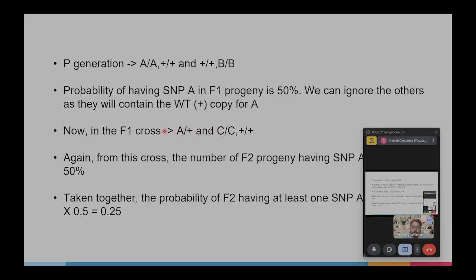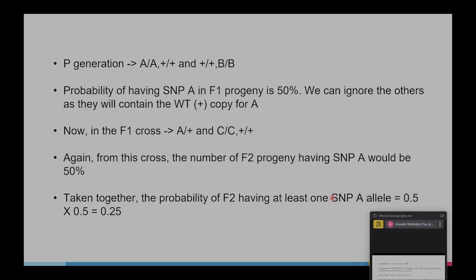So this is only taking the particular allele. This is either going to be positive or a B SNP type of allele, but I don't care because I only care if it has A or not. This positive actually corresponds to the SNP C. So in case of SNP C, it has wild type. From this cross, this is the same as the previous one, only 50% would have the SNP-A in the F2 progeny. So taken together, we have 50% from A and B's cross and 50% from A and C's cross.